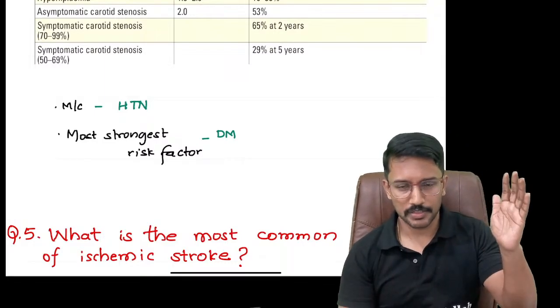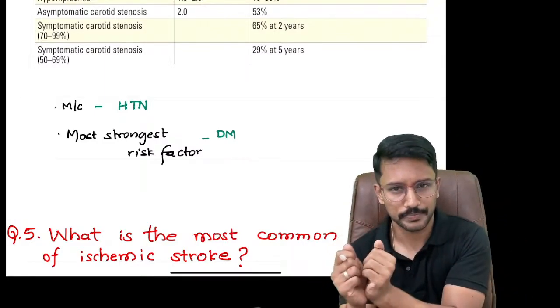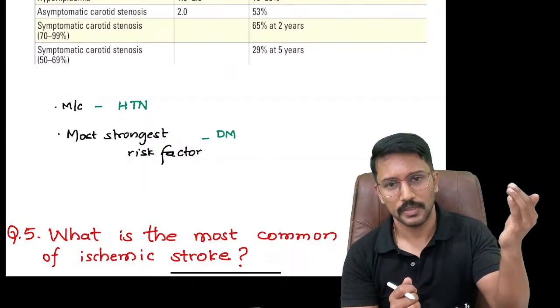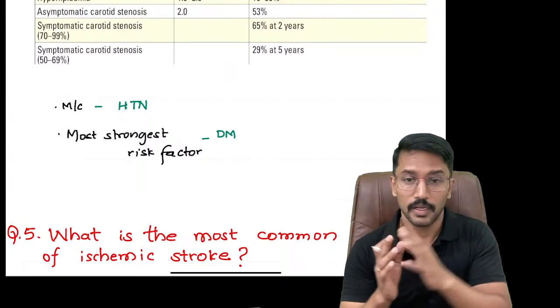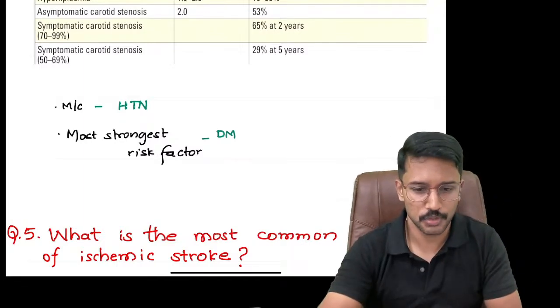Means I have a hypertensive, I have treated him and his BP is controlled. So the risk will reduce. I have a diabetic, I have treated him and his risk is now reduced. So treating which of these risk factors gives you the maximum risk reduction? That's the MCQ that they will ask.